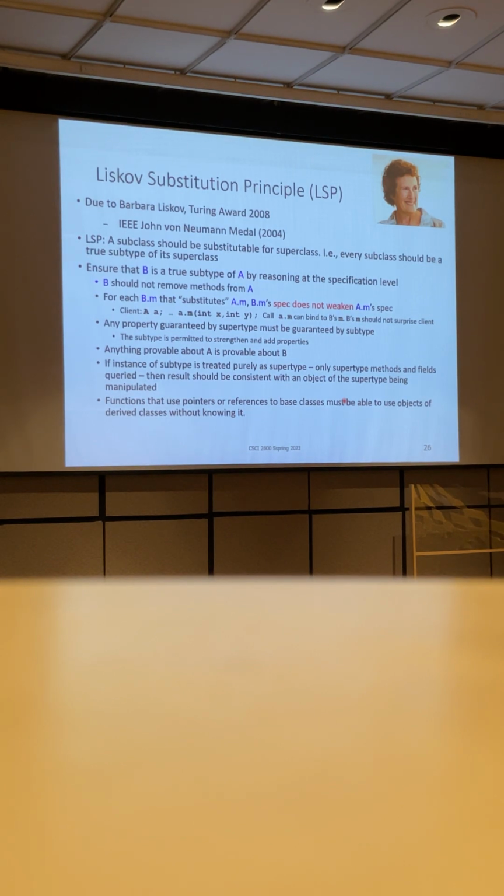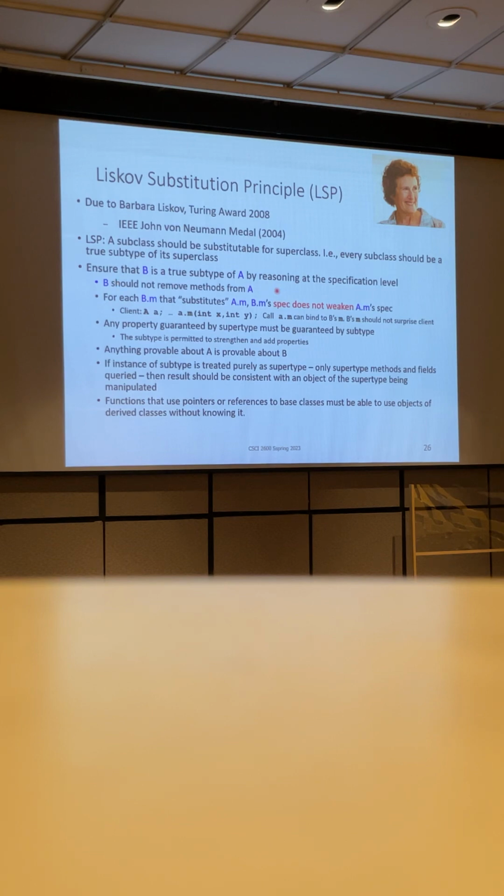Much of what we have discussed is captured more formally in the Liskov Substitution Principle, LSP, due to Barbara Liskov, a Turing Award recipient. This is essentially the Nobel Prize equivalent in computer science. All the rules that we developed by intuition, this LSP just captures formally. So ensure that B is a true subtype of A by reasoning at the specification level. Forget about inheritance. If you're talking about substitutability, it's not necessarily about inheritance.